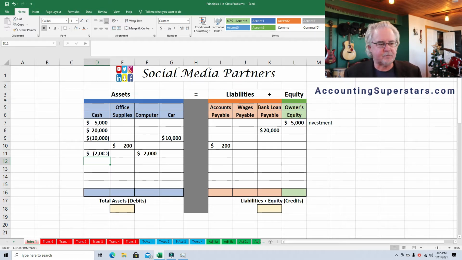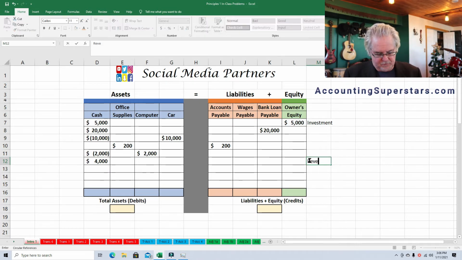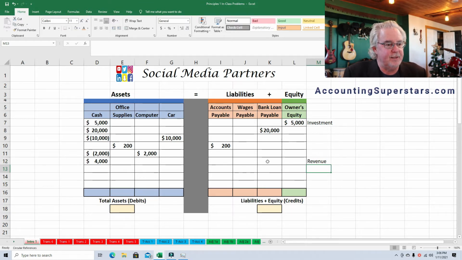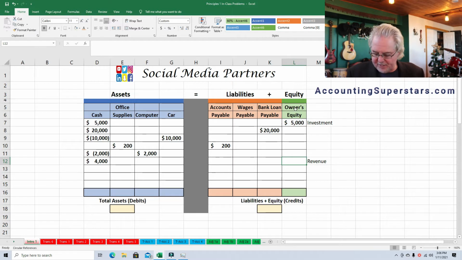Moving on here, let's say that the owner does a job for somebody, provides a service, does some work, and the owner earns $4,000. Well, anytime you make money from doing your job, that's called revenue. So I'm going to make a note here, revenue. So what we'll do is we'll put this under owner's equity, $4,000. So I've got $4,000 on the left, $4,000 on the right. It all balances, looking good.